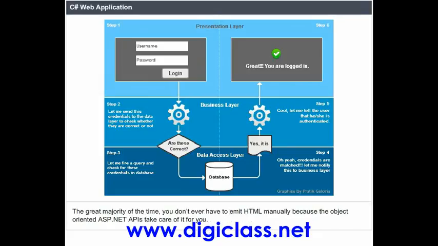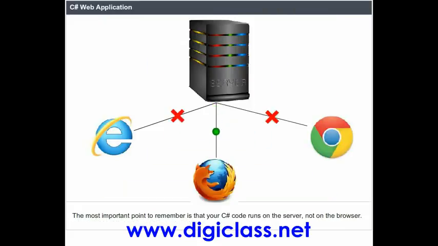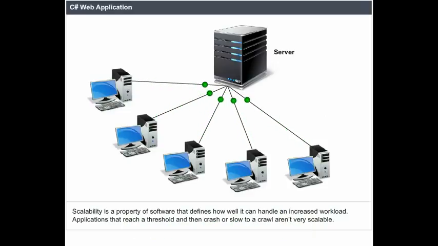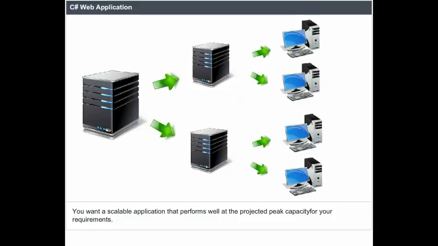When ASP.NET receives a request, it sends it to your code for processing. The great majority of the time, you don't ever have to emit HTML manually, because the object-oriented ASP.NET APIs take care of it for you. The most important point to remember is that your C# code runs on the server, not on the browser. Scalability is a property of software that defines how well it can handle an increased workload. Applications that reach a threshold and then crash or slow to a crawl aren't very scalable. You want a scalable application that performs well at the projected peak capacity for your requirements.